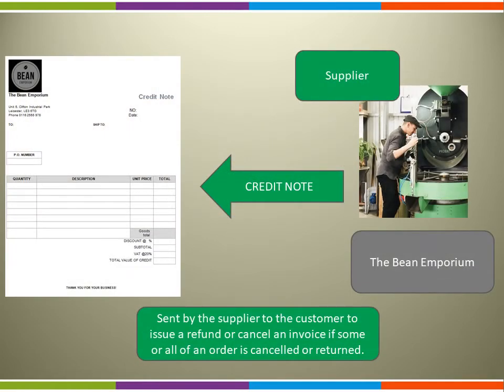When goods are returned, the supplier will issue a credit note. This is sent by the supplier to the customer to issue a refund or cancel an invoice when goods have been returned. Here we can see a blank credit note. There will be a unique reference that the supplier will keep as part of their financial records, and it will also reference the purchase order number that the goods were supplied on initially.